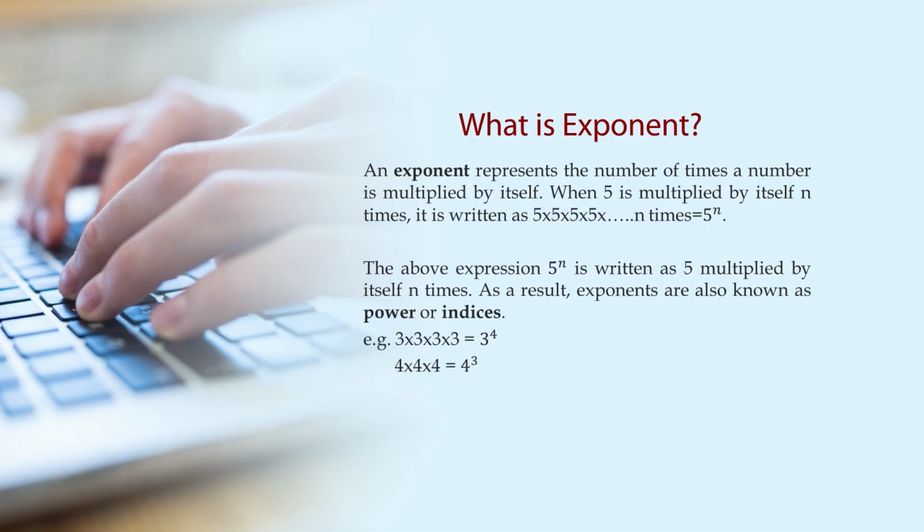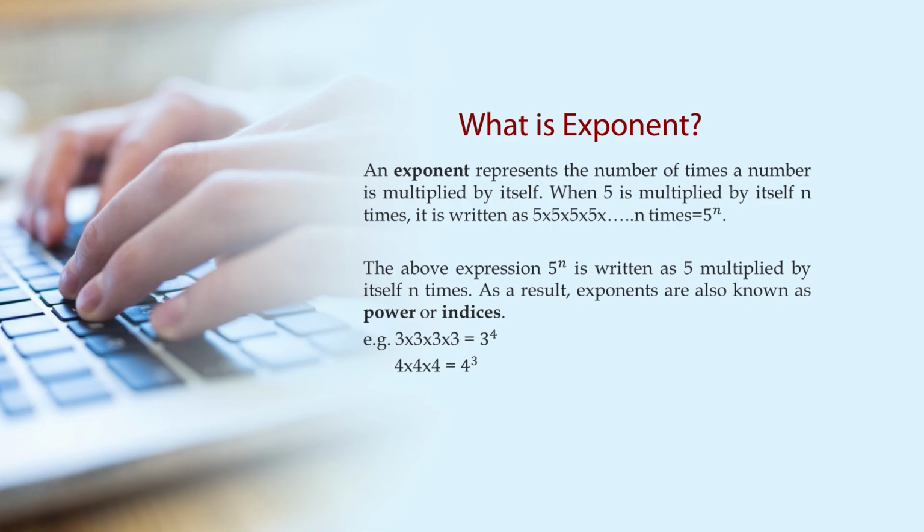When 5 is multiplied by itself n times, you can write it as 5 into 5 into 5, n times, and this is equal to 5 to the power n. So, the expression 5 to the power n is 5 multiplied by itself n times. As a result, the exponent is also known as the power or indices. You can say 5 to the power n or 5 indices n. So, the number of times the number multiplies itself is known as the power or indices.